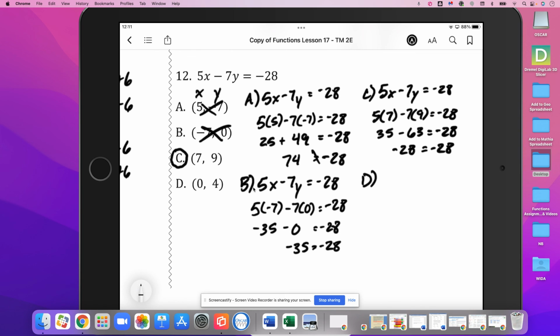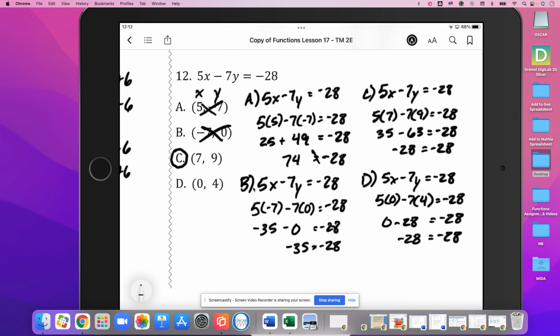And then D, 5x minus 7y equals negative 28. And so 5 times 0 minus 7 times 4 equals negative 28. So 0 minus 28 equals negative 28. And yes, that's true. Negative 28 equals negative 28. So yes, D satisfies the function.